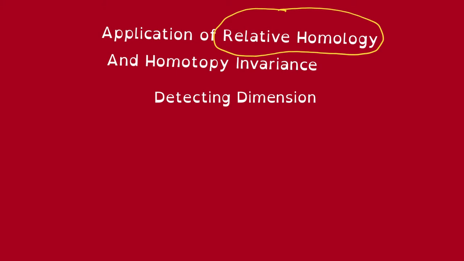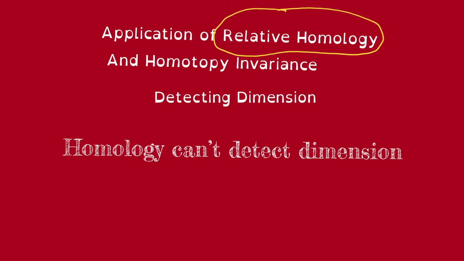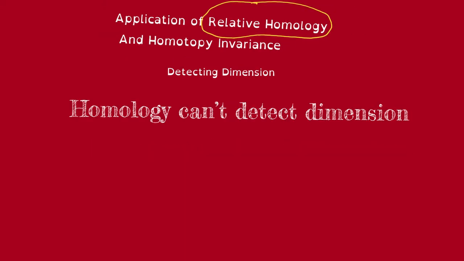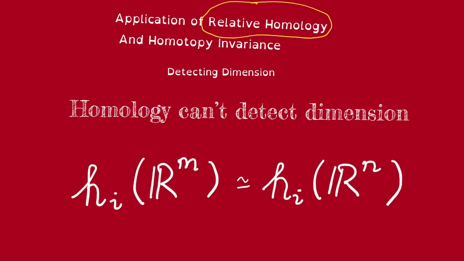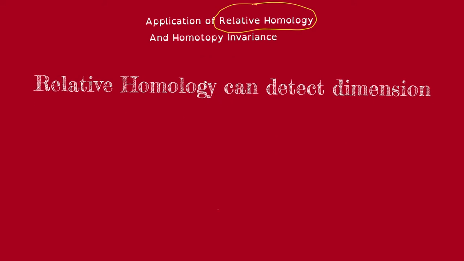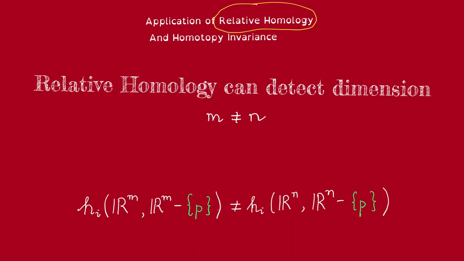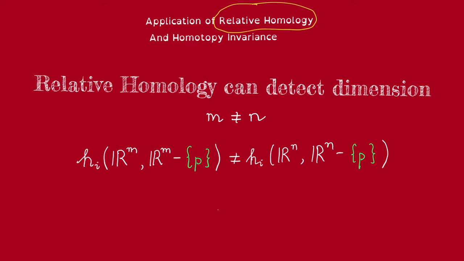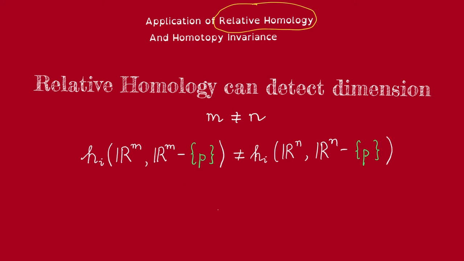Now, a common complaint about absolute homology is that it can't detect dimension. For example, any two Euclidean spaces are homotopy equivalent, so they must have all the same homology groups. Thus, absolute homology groups can't distinguish between R^m and R^n. On the other hand, relative homology can actually detect dimension. If m is not equal to n, then the following relative homologies are not going to be equal. So this helps us distinguish between R^m and R^n.